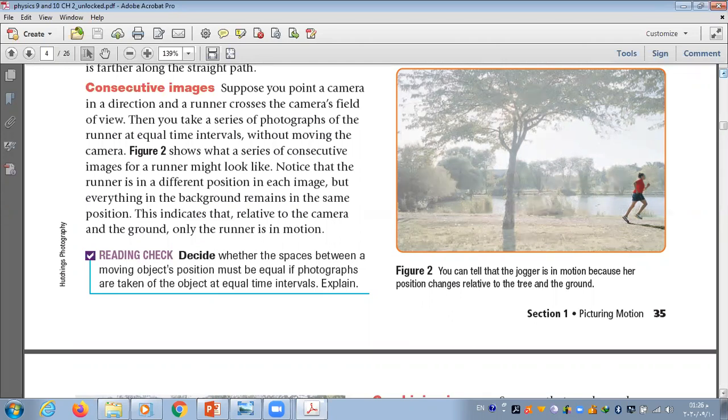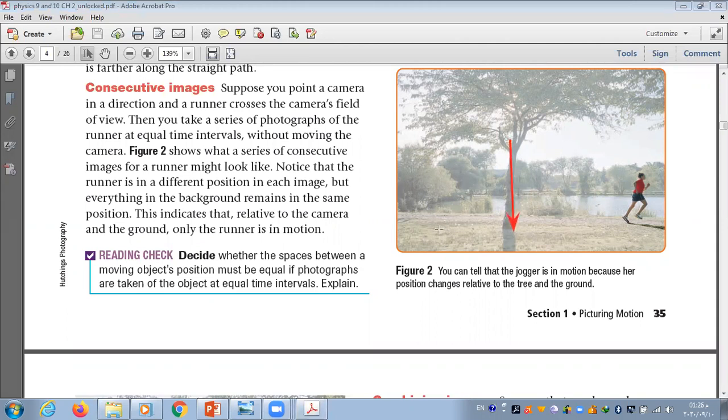So you are using a reference. What's the meaning of reference? It is something you are using to judge if the position of this girl is changing or not. For example, here we choose the tree as a reference. Why the tree? Because we know the tree has a fixed position.